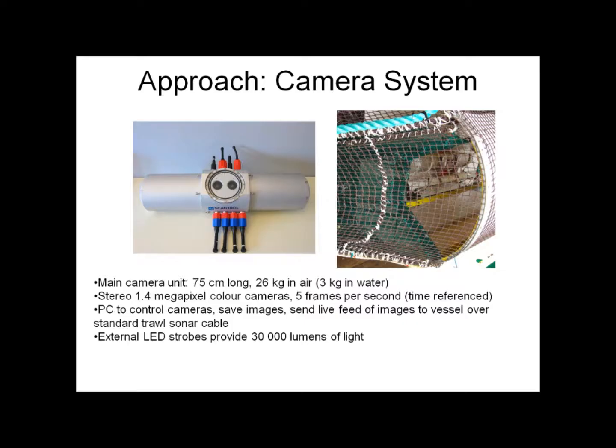Light is provided by external LED strobes. They give 30,000 lumens of light. That's equivalent to about 35 incandescent 65-watt bulbs. So it is a lot of light that we're introducing, which I know can be of concern, certainly related to fish behavior. It has a 2,000 meter depth rating, and we're running it off a battery and can get 8 hours of runtime.